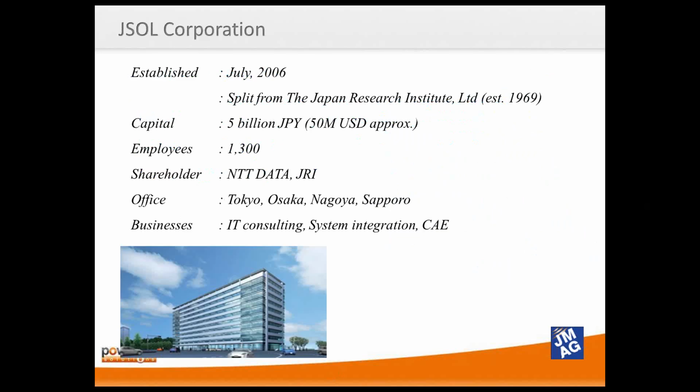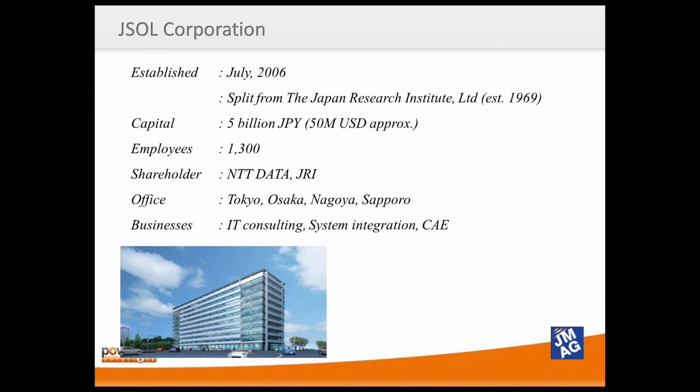Well, JMAG is made by the JSOL Corporation. The JSOL Corporation was established in July 2006 as a split from the Japanese Research Institute, which was established in 1969. JMAG itself has actually been around since 1983, so we recently had our 30th anniversary, so it's actually been a package that's been in existence for quite a while. It is actually the number one electromagnetic analysis package in Japan, but it's making its inroads to the rest of the world slowly over the last few years. In any case, the JSOL Corporation has offices in Tokyo, Osaka, Nagano, and Sapporo, and its main business units are IT consulting, system integration, and computer-aided engineering, CAE, or basically what JMAG falls into.